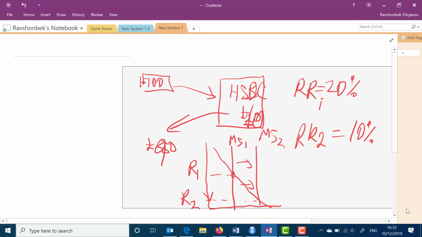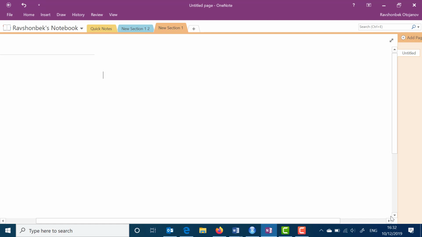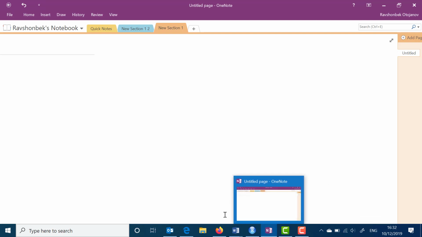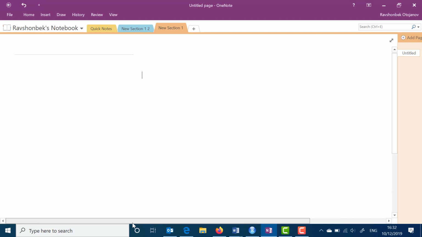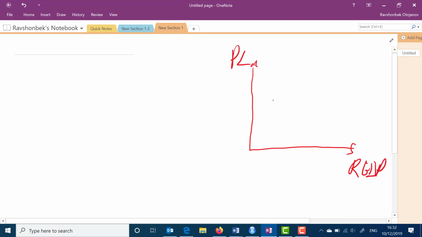Aggregate demand, supply. Sorry, did I say demand? Aggregate supply shifts to the left. Yeah. Let me draw it. It will be much clearer. Let's draw that process. So this is the RGDP, real GDP. This is the price level, guys.